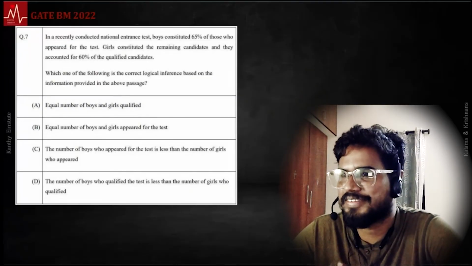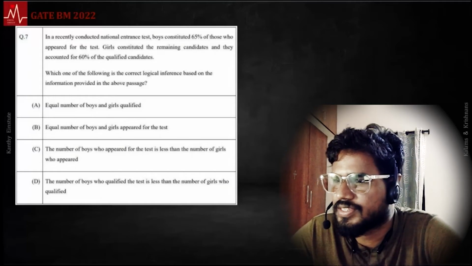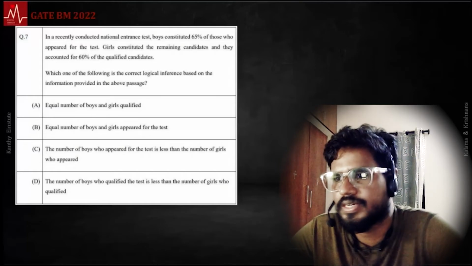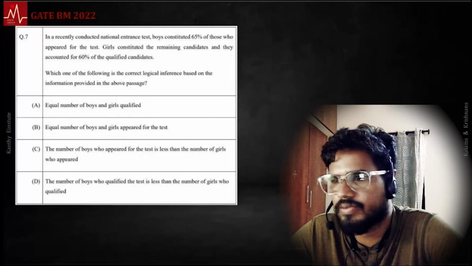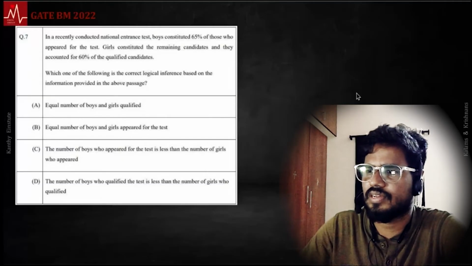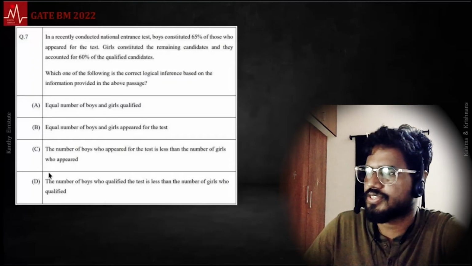That logic, fine. In a recently conducted national entrance test, boys constituted 65% of those who appeared for the test. Girls constituted the remaining candidates, and they accounted for 60% of qualified candidates. Which of the following is the correct logical inference? Equal number of boys and girls appeared for the test, and so on.